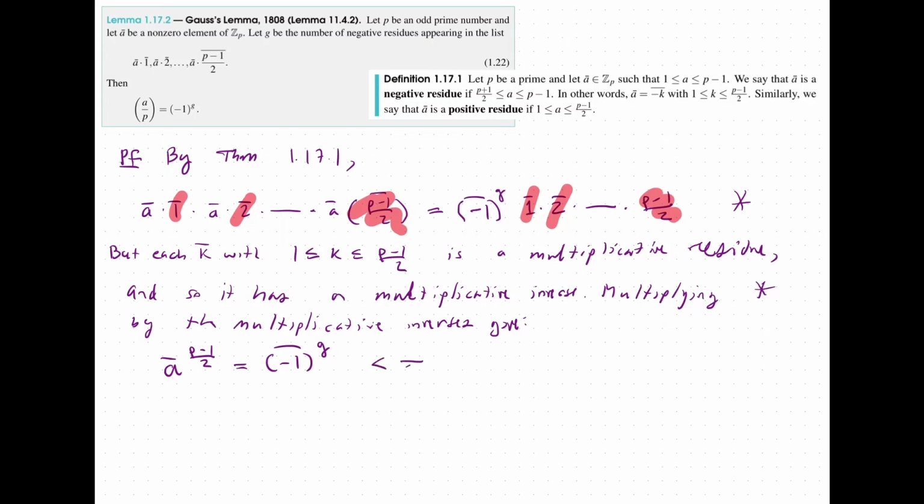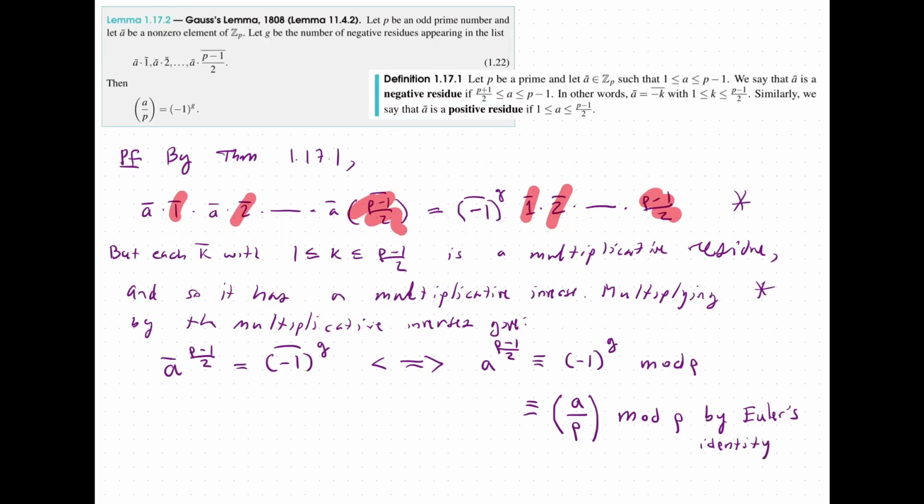But now by the equivalent conditions for modular arithmetic, we have that a to the (p minus 1)/2 is congruent to negative 1 to the g mod p. But by Euler's criterion, this is congruent to (a on p) mod p. And so we are done. We got our proof.